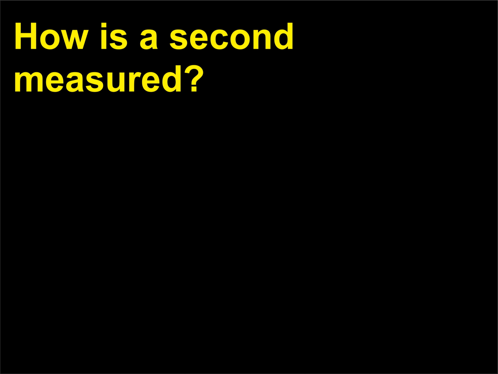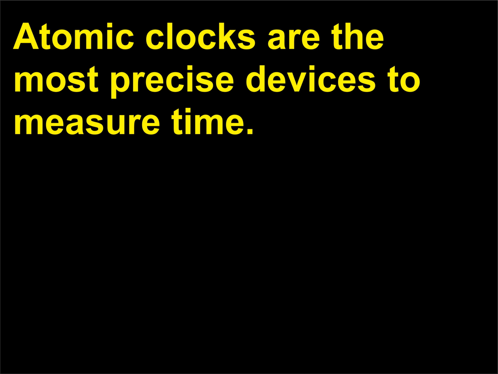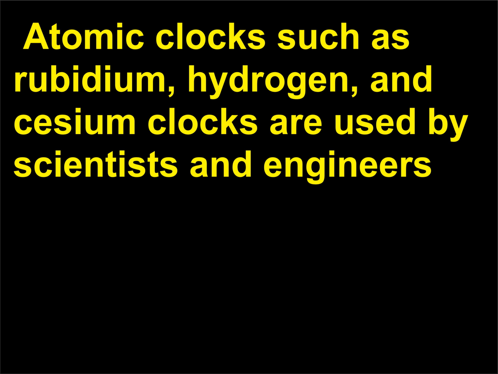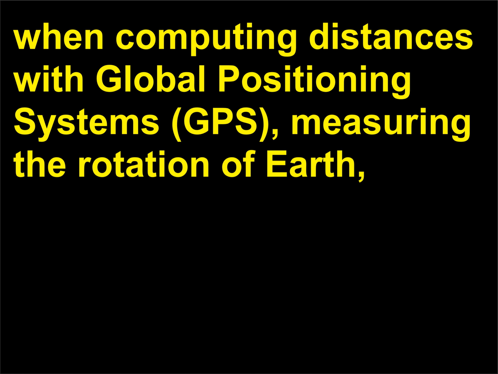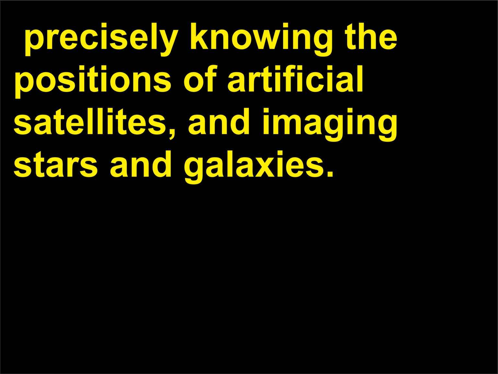How is a second measured? Atomic clocks are the most precise devices to measure time. Atomic clocks such as rubidium, hydrogen, and cesium clocks are used by scientists and engineers when computing distances with global positioning systems, GPS, measuring the rotation of Earth, precisely knowing the positions of artificial satellites, and imaging stars and galaxies.